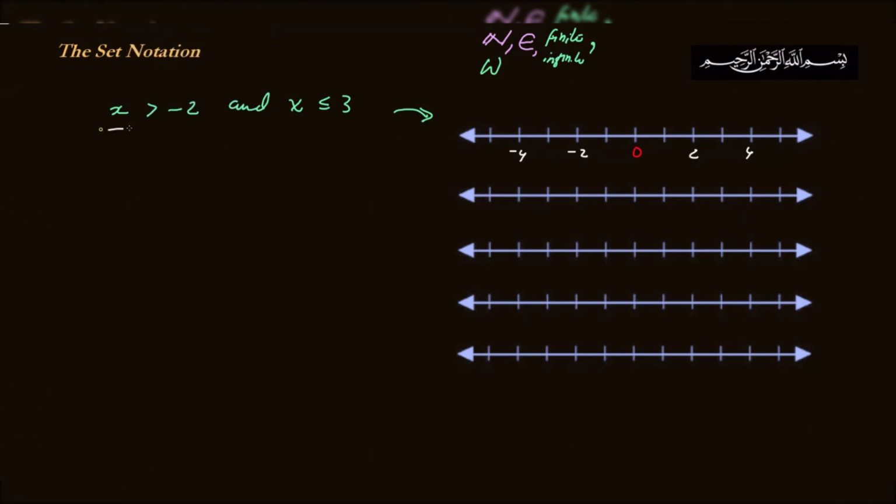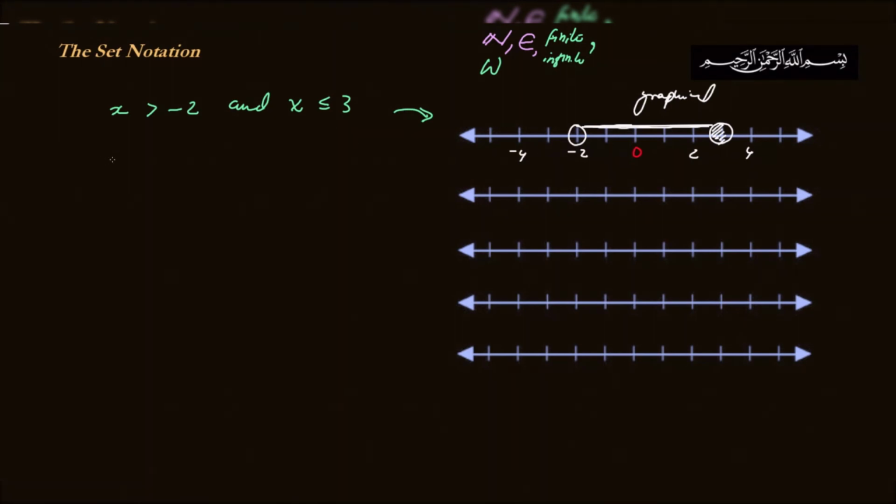The way you do this is x is greater than -2, and that means you make an open circle at -2, and it's greater than, so it goes this way. And x is less than or equal to 3, and that's a closed circle like this. Then you connect these two, and that's the interval. So this is a graphical representation of a set, and this is just an algebraic expression of the same thing. Okay, now you can write this in set notation too.